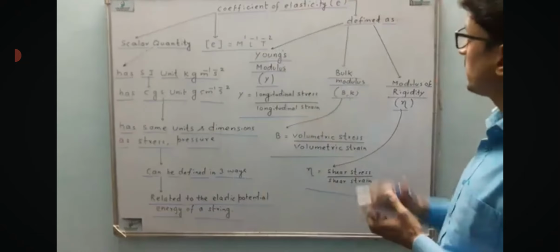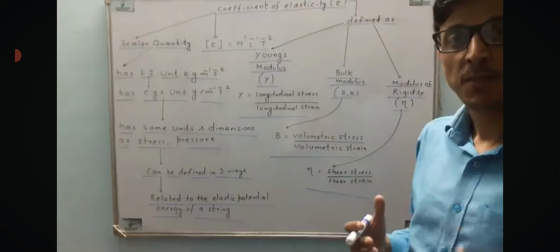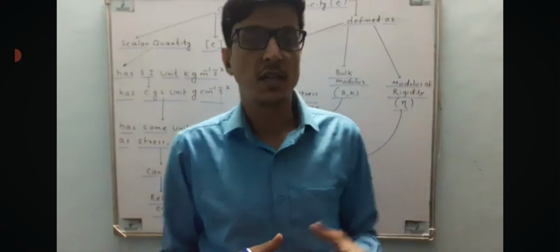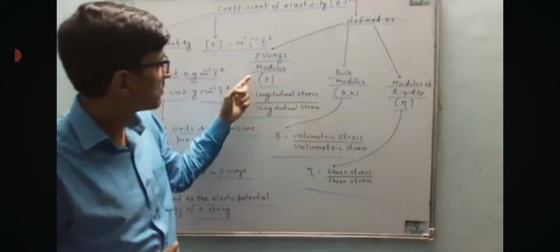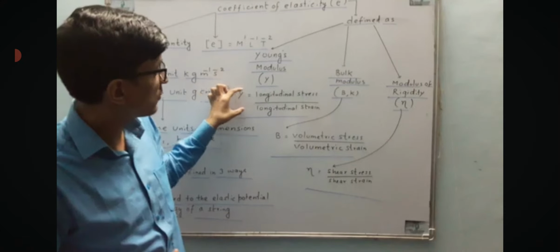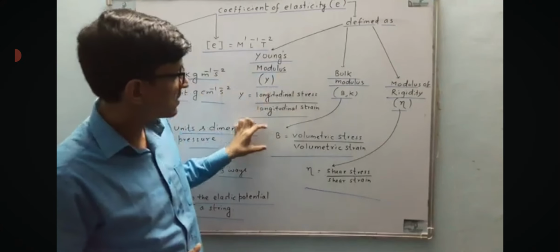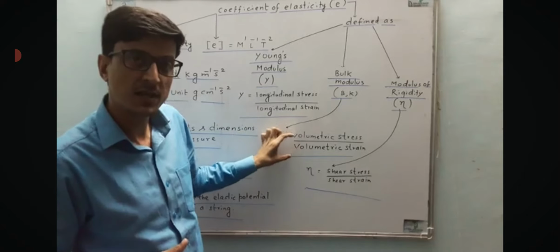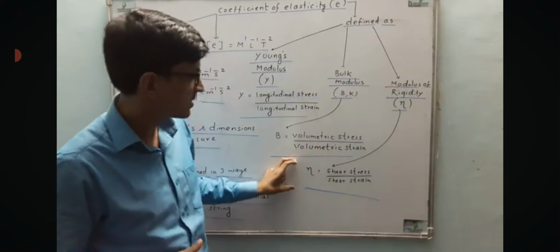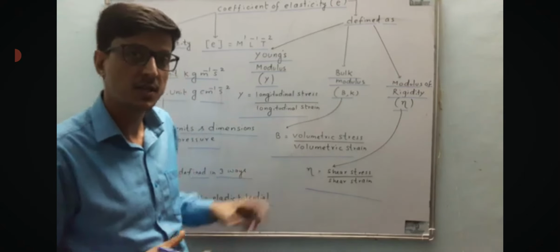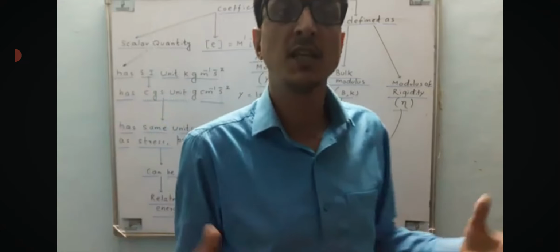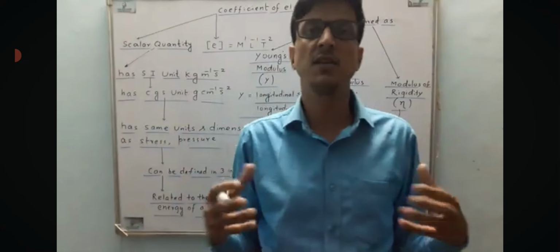So it can be defined as Young's modulus, bulk modulus and modulus of rigidity. Young's modulus is represented by the symbol Y. It is actually the ratio of longitudinal stress to longitudinal strain. Bulk modulus is the ratio of volumetric stress and volumetric strain, and modulus of rigidity is the ratio of shear stress and shear strain. So in this way we can define coefficient of elasticity in three exclusive ways.